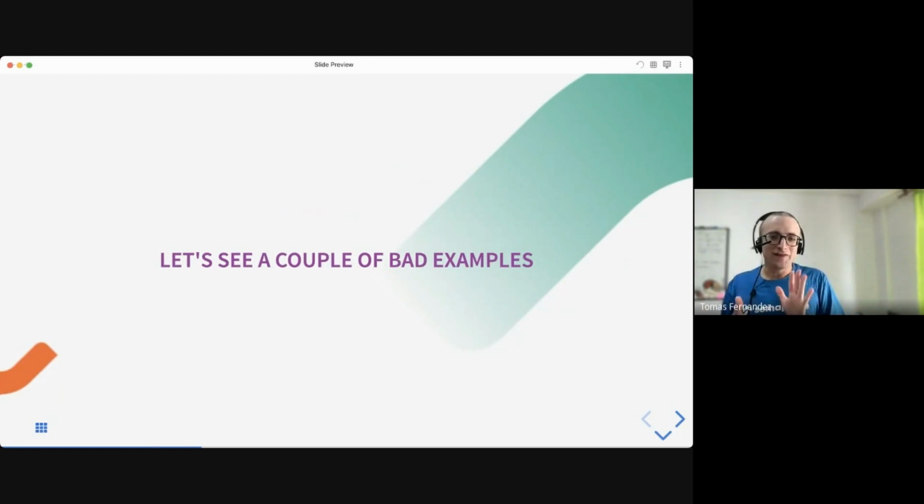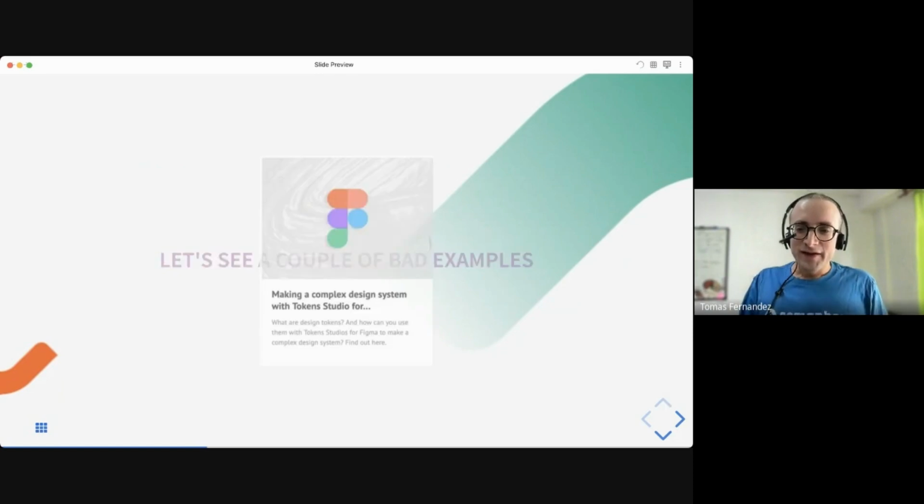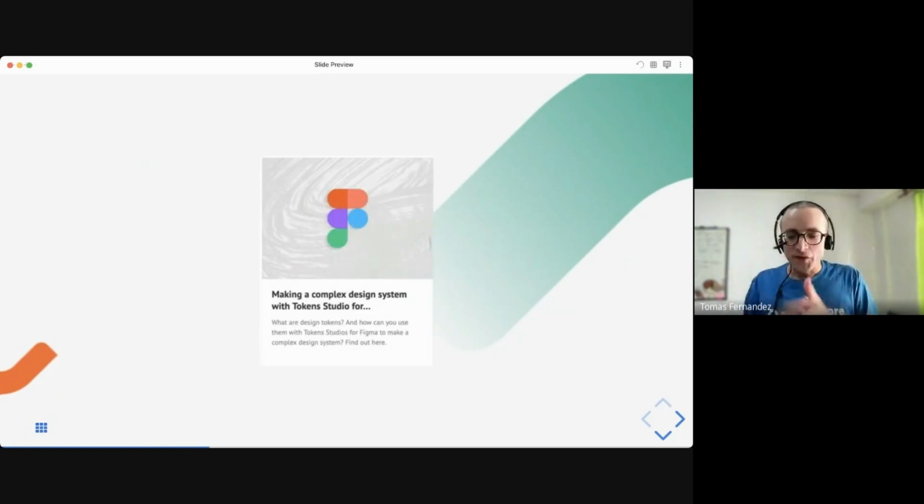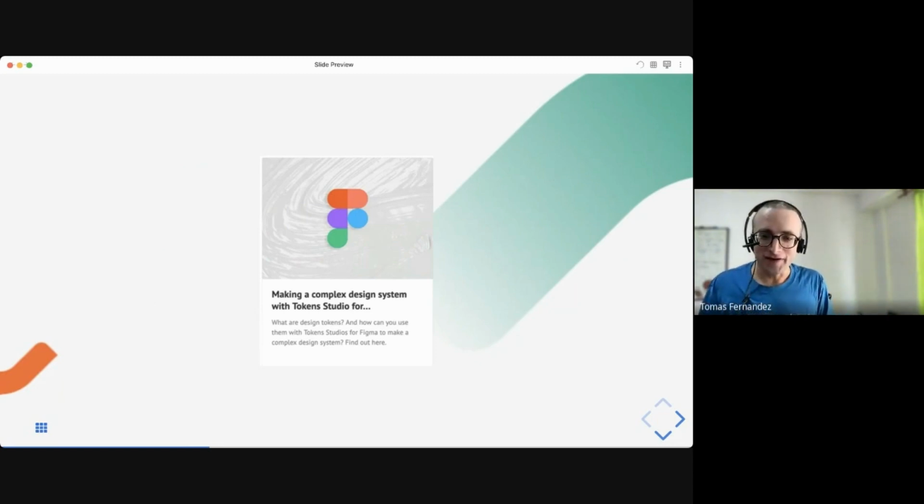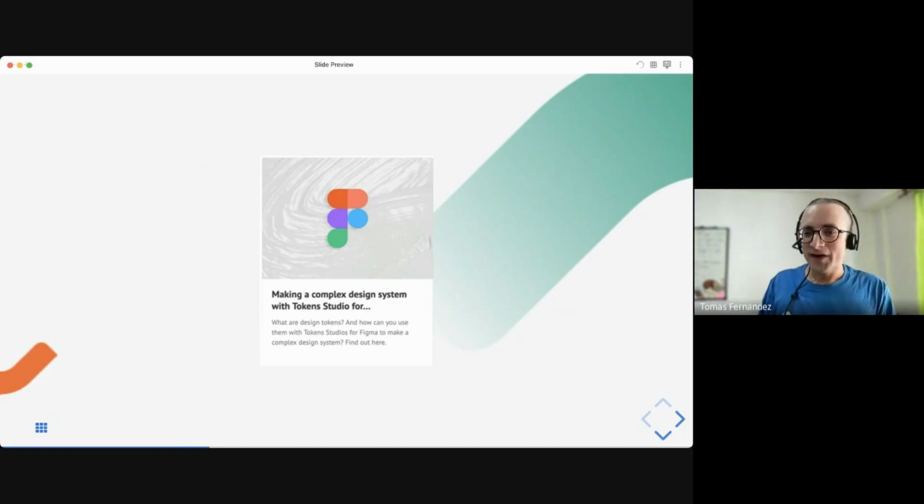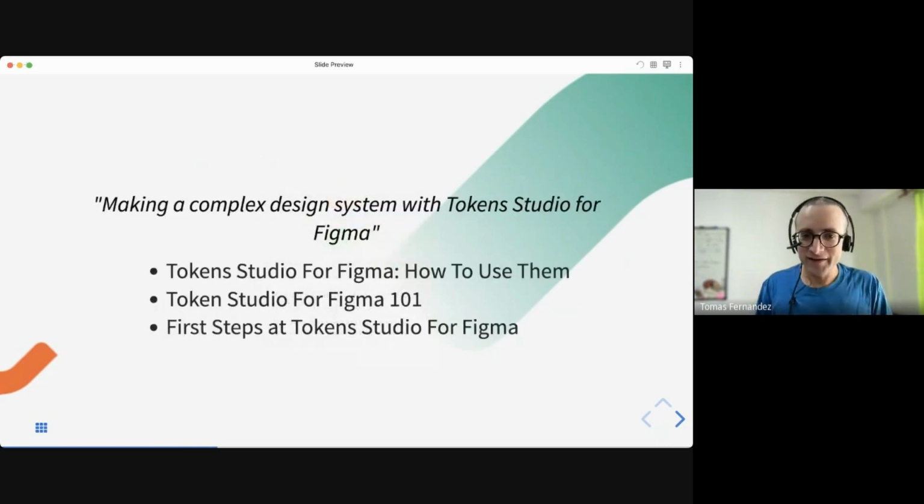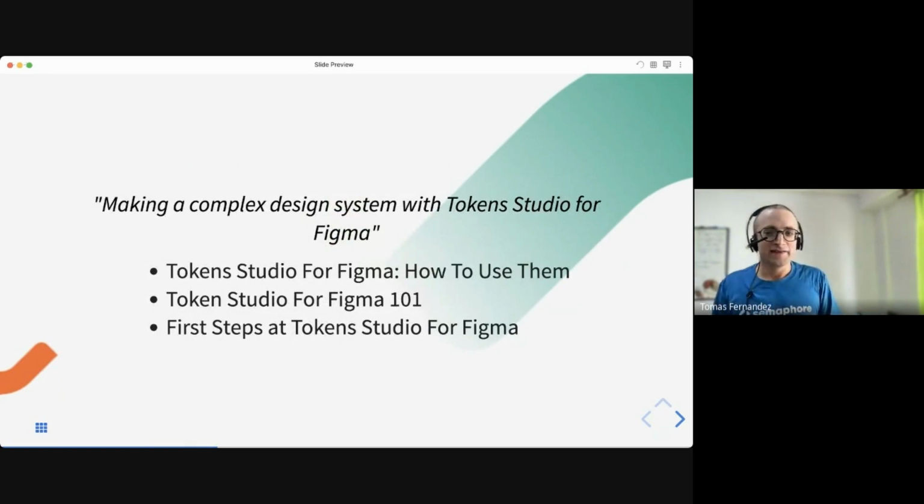So let's see a couple of bad examples. In my opinion, we saw a couple of good examples. One, I found in one of those news aggregators. And this is what I talked about, the title being too long, because you really don't know what this is about. The description talks about Figma. You may recognize the Figma logo. The complete title is: making a complex design system with Token Studio for Figma, and I think it's too long and has the problem that the important things are near the end.